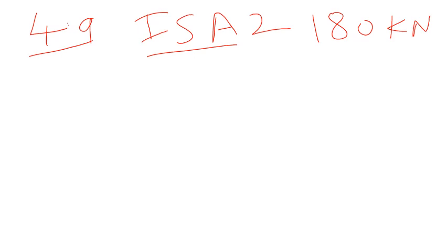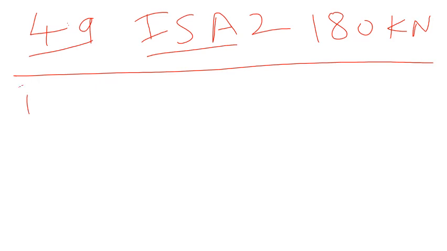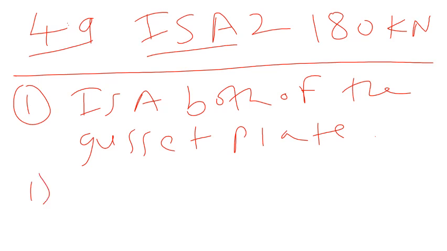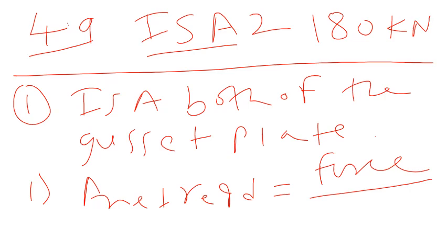So let's try to solve it. Let's consider the first case. In this case the angle, that is the Indian standard angle, is connected on both sides of the gusset plate. So simply we have to follow the procedure given for the tension member. First step, we have to find out the net area required. So it will be the load, or the force, divided by permissible stress.